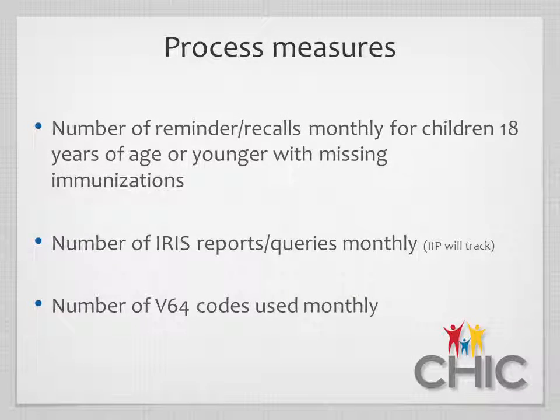We will also be looking at 3 process measures for this learning collaborative. The first will be the number of reminder recalls monthly for children 18 years of age or younger with missing immunizations. The second will be the number of IRIS reports or queries done monthly, and this will be done by the Idaho Immunization Program. The third process measure will be the number of V64 codes that are used monthly.